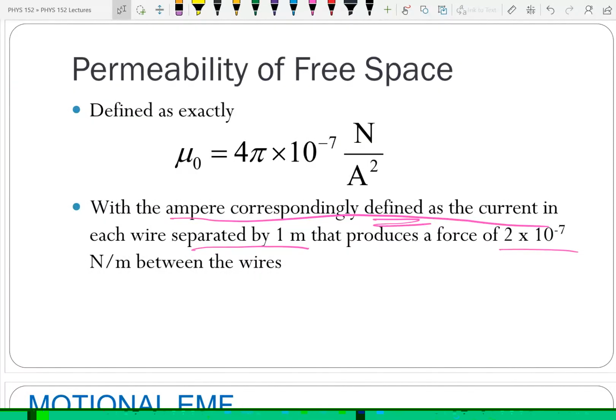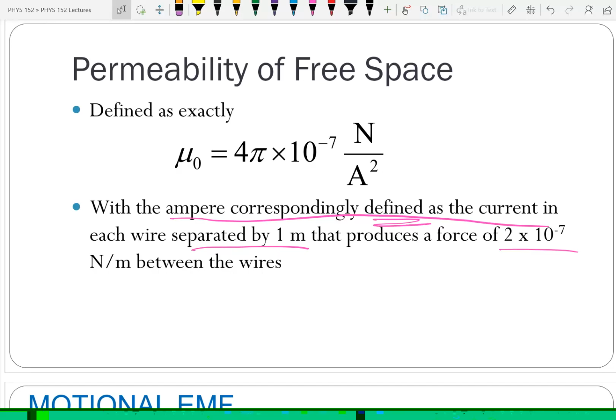So if I have 2 very long wires, separated by 1 meter, and I put the same current through both wires, as I raise the current, when I get to the point where I have 2 times 10 to the minus 7 newtons per meter between them, then I know, boom, I've hit 1 amp. This is a very reproducible standard for defining what an amp is. That's why it's the standard: it's reproducible.